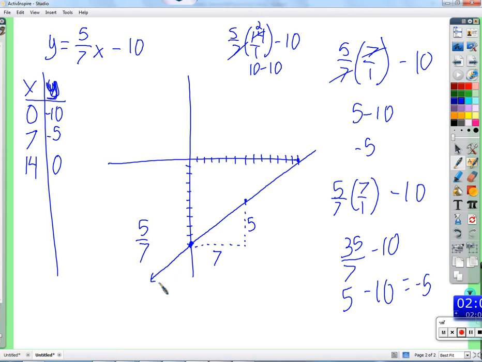Minus 15, minus, like, yeah. It would be 5 over 7x minus a different number, minus a bigger number, so maybe 12. Okay. Yeah. Good question, good answer.